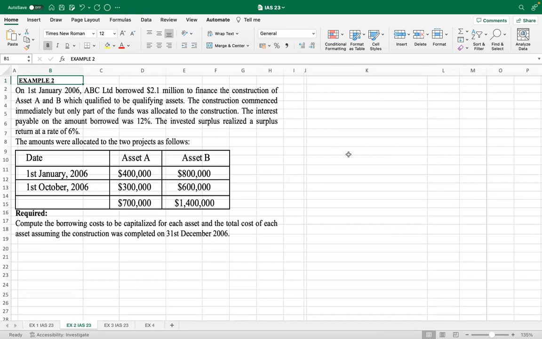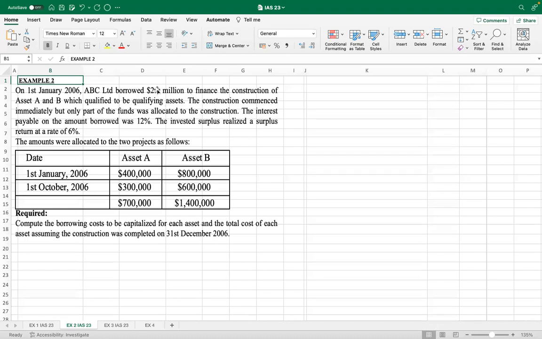Example 2. An example like this was tested in April 2023 sitting, but I will give it as an assignment. So let's read this question. On 1st January 2006, ABC Limited borrowed $2.1 million to finance the construction of asset A and asset B, which qualified to be a qualifying asset. So you can see in this case, the examiner has told you it's a qualifying asset. The construction commenced immediately, but only part of the funds were allocated to the construction.